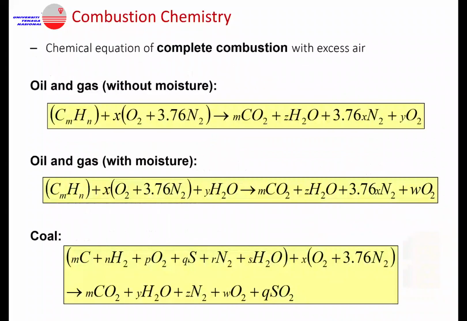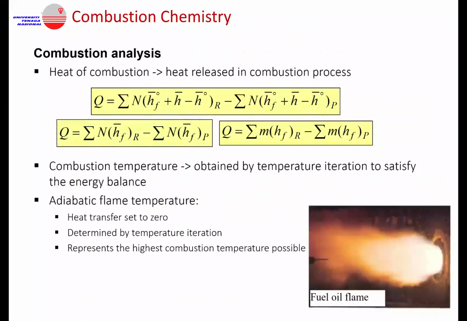Okay, I'll just go back to the previous slide. These are all reactants on the left hand side of the equation here, and these are all products on the right hand side of the equation. These reactants carry a certain amount of calorific value or energy in the fuel or in the air themselves. After they react and combust, they produce the products of combustion, together with the amount of heat that is being released.